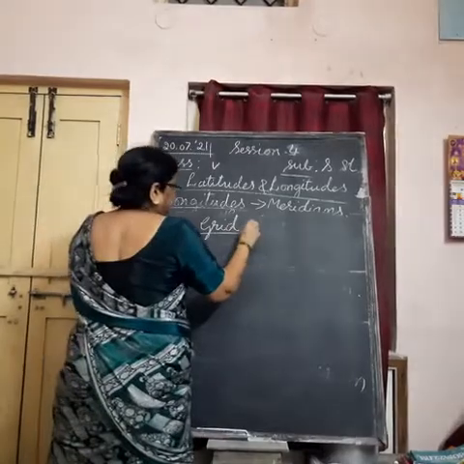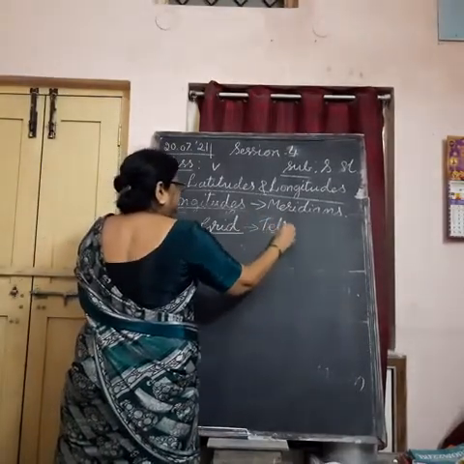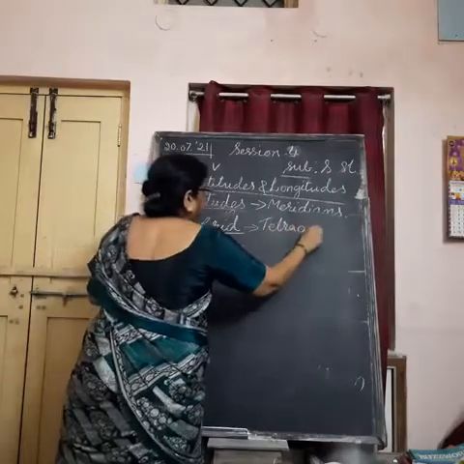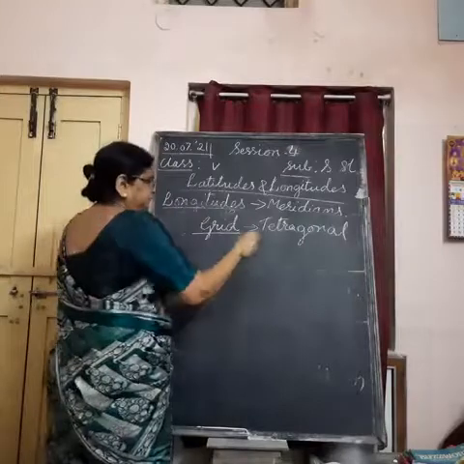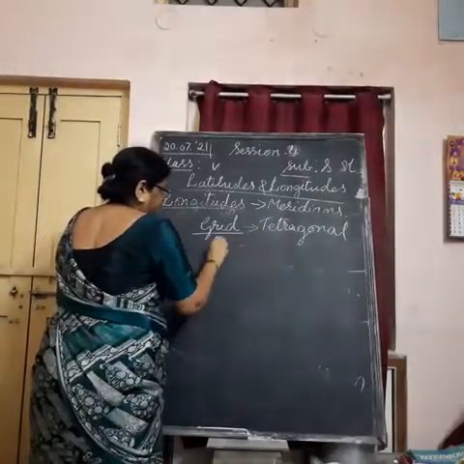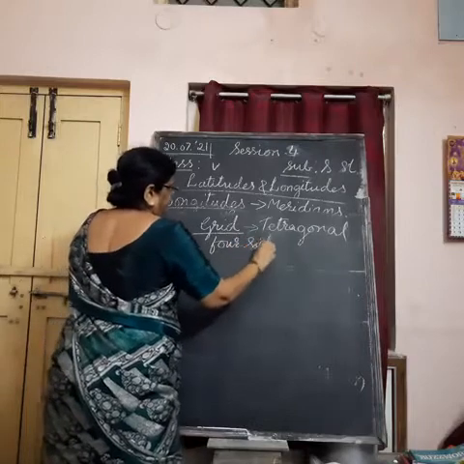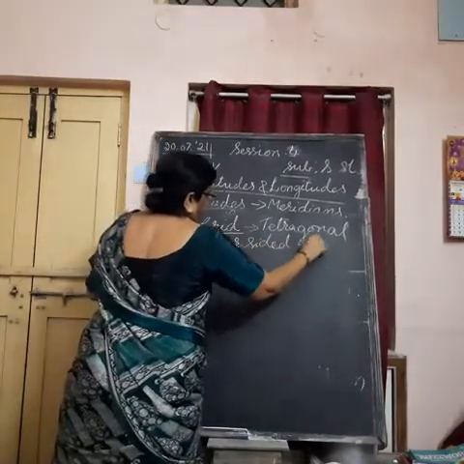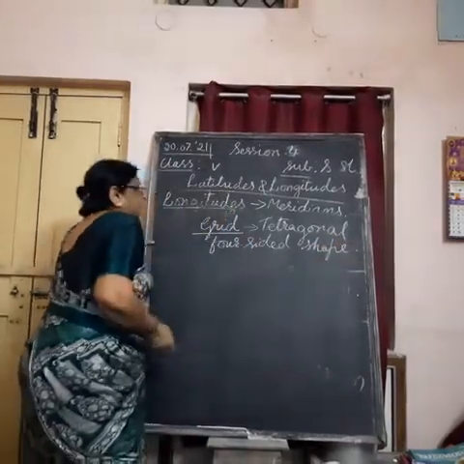Grid is a tetragonal shape. Tetragonal means four-sided shape. But what you find, I will show you. Understand?